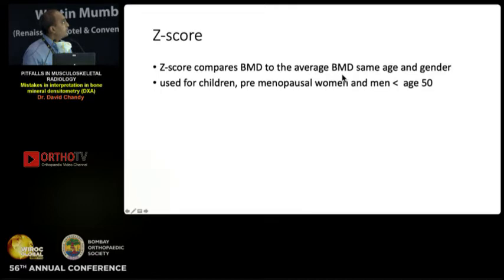So when do we use Z-score? Z-score is when you're comparing with the same age. In other terms, it eliminates age as a risk factor for osteoporosis. So you use this when you're comparing children and when you're looking into the bone densities of younger people below the age of 50 or premenopausal women.